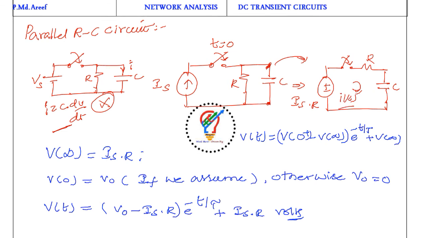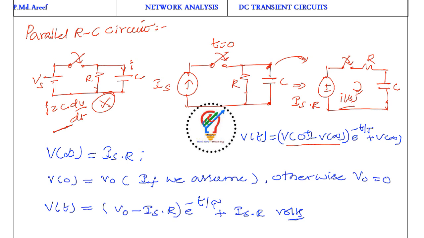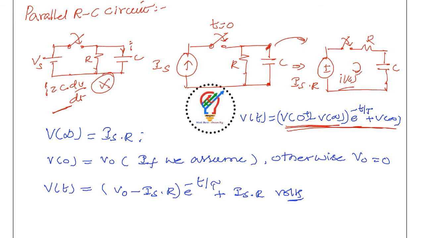And we know the formula. So v of t is equal to v of 0 plus minus v of infinity into e power minus t by tau plus v of infinity. Okay, so if you assume v naught is the initial voltage, then we will get this equation. So v of infinity is nothing but Is into R. Why? Because the current flowing is Is into R here. This is nothing but voltage source Vs.